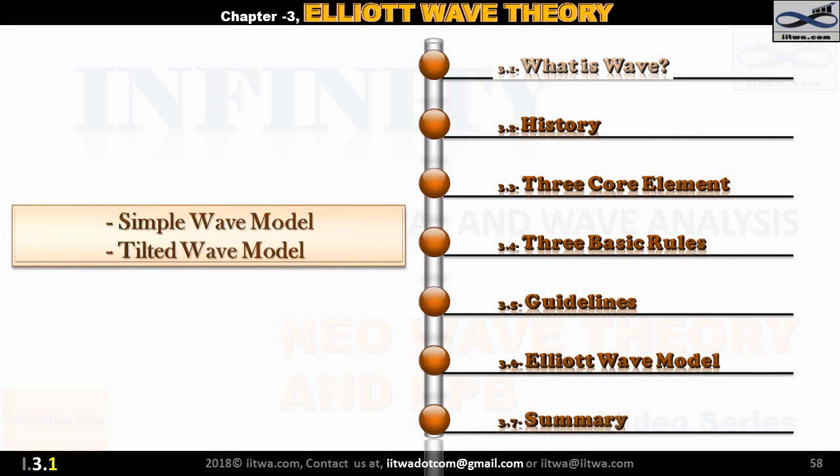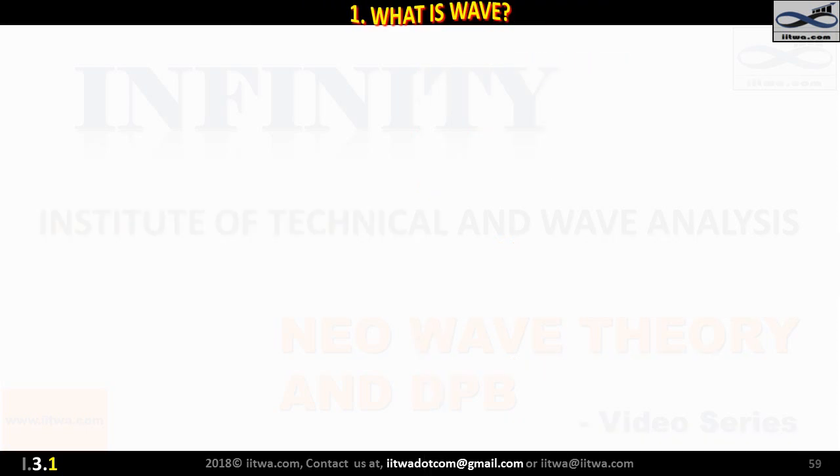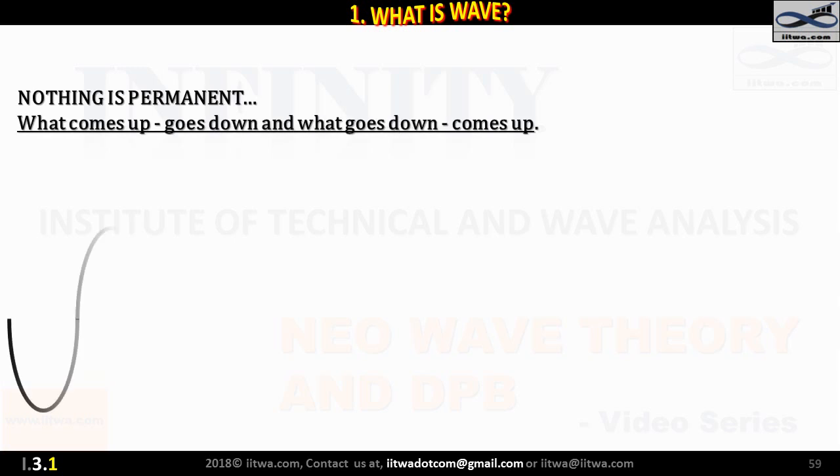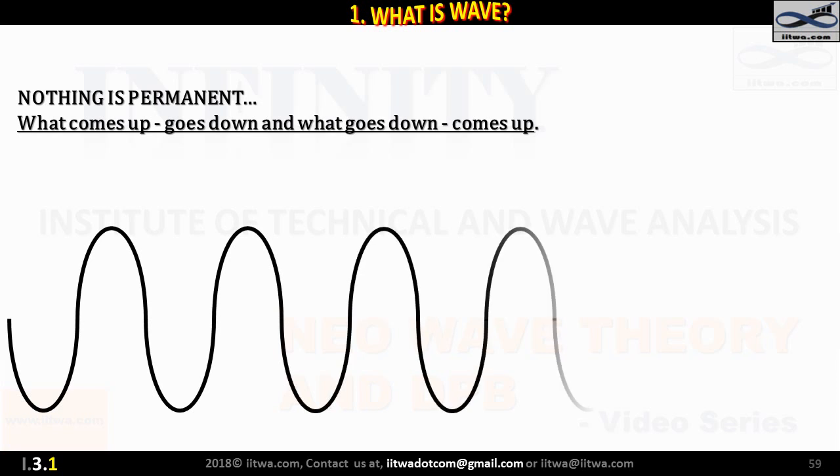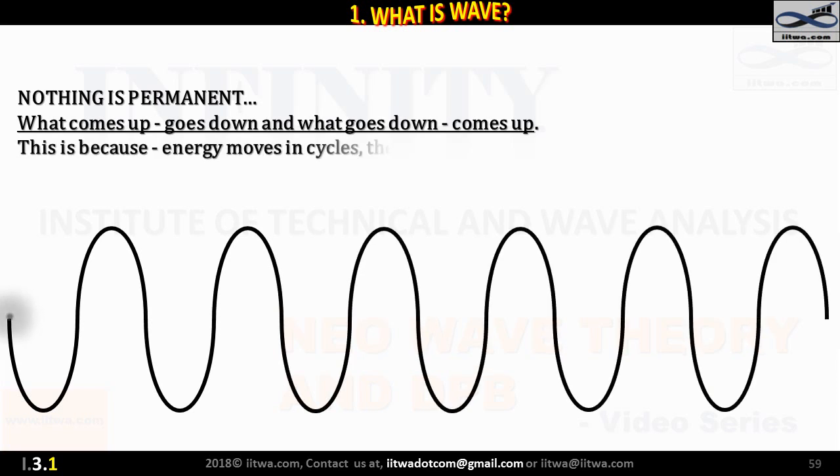Topic 1. What is wave? In the preceding chapter, we learned nothing is permanent, which means what comes up goes down and what goes down comes up. This is because energy moves in cycles, the cycles of up and down.